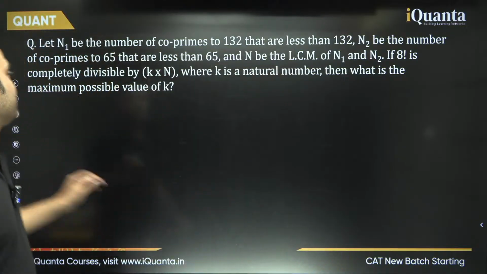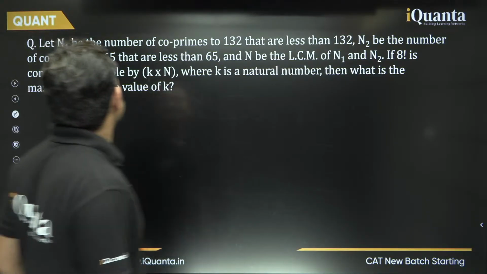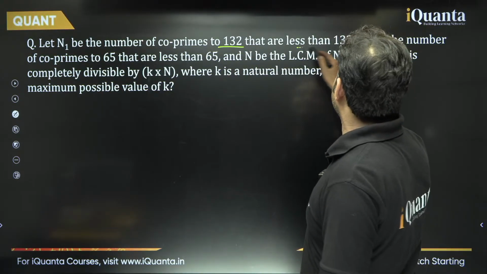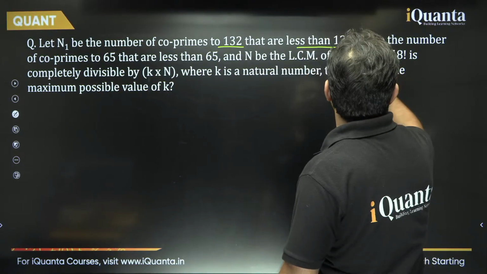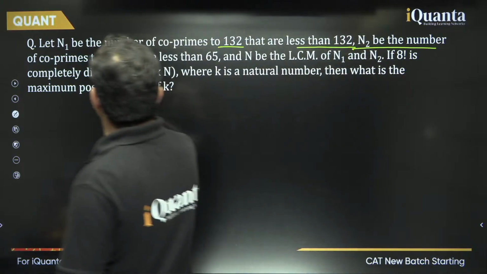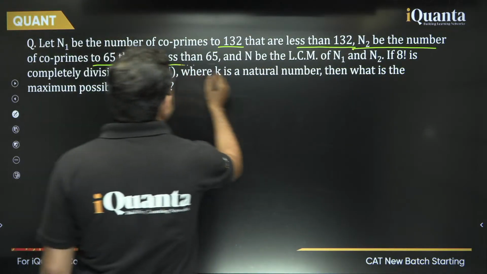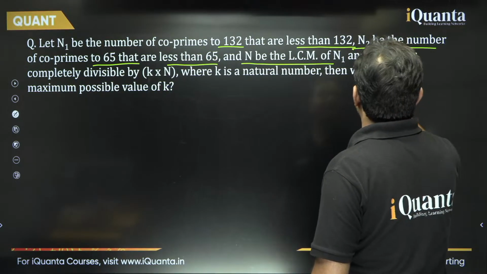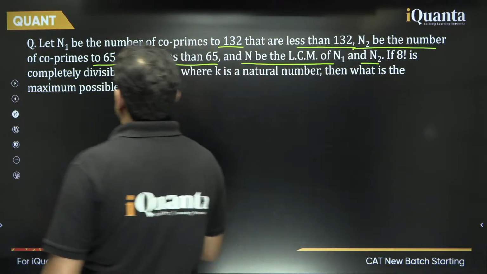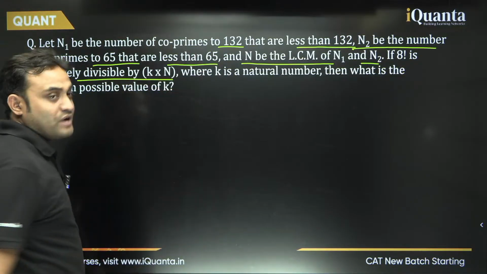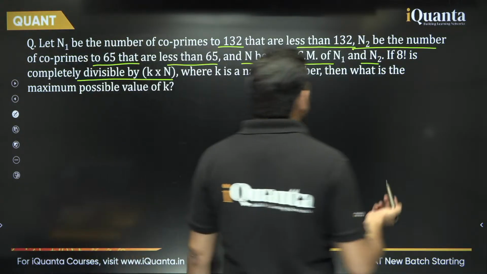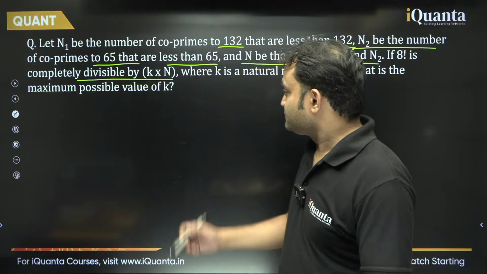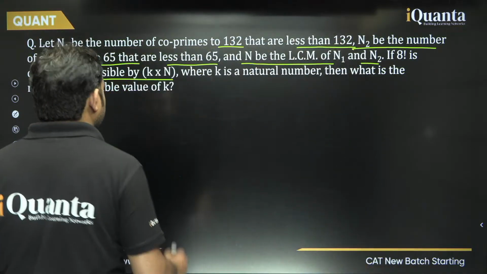Now, how do we solve this question? It says: let n1 be the number of coprimes to 132 that are less than 132, n2 be the number of coprimes to 65 that are less than 65, and n be the LCM of n1 and n2. If 8 factorial is completely divisible by k into n, where k is a natural number, then what is the maximum possible value of k? So, what do we know?